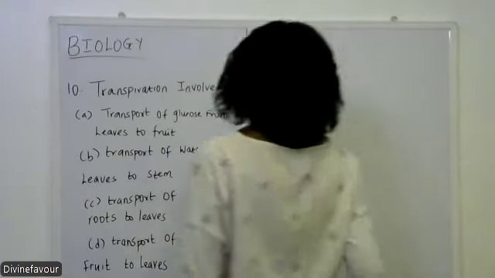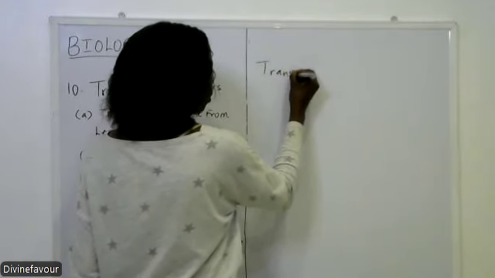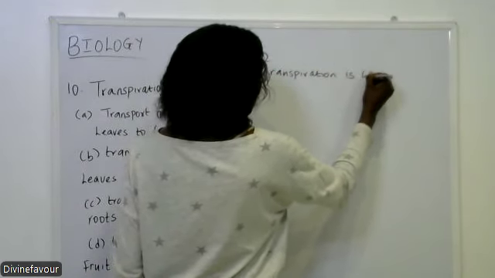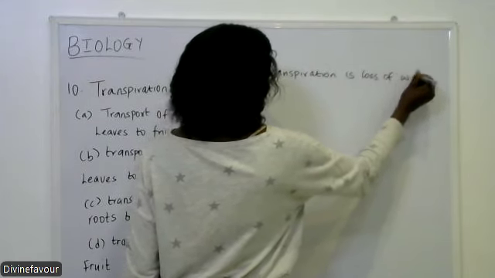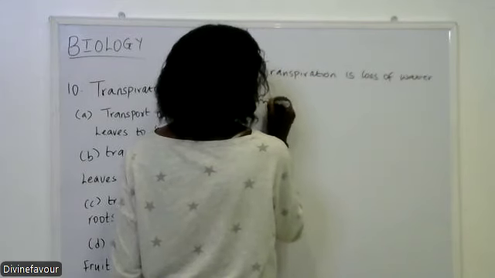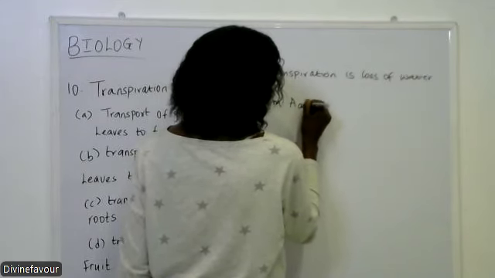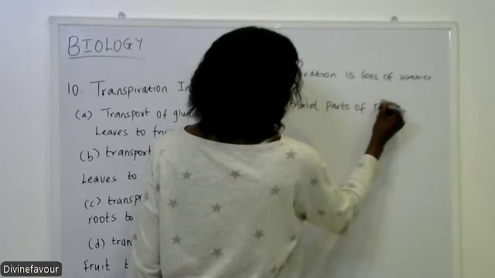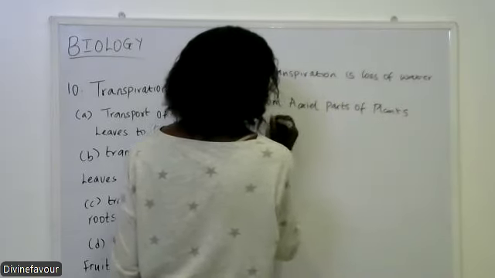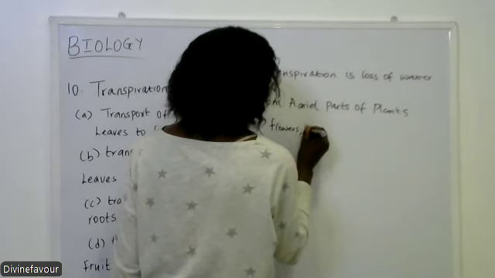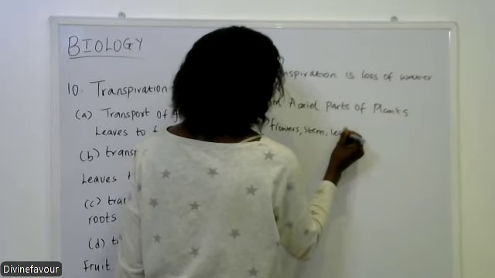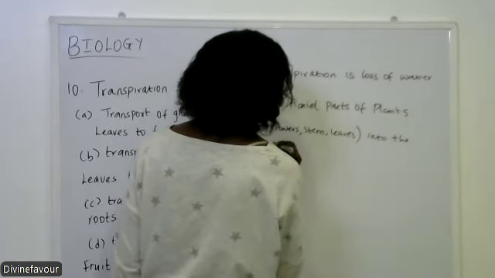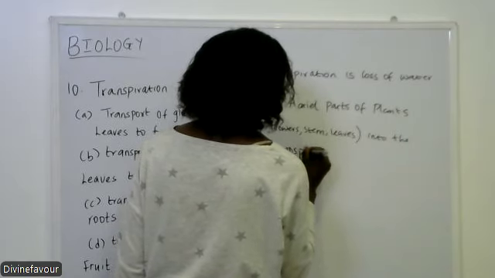So basically, transpiration is defined as loss of water from aerial parts of plants like flowers, stem, leaves into the atmosphere.